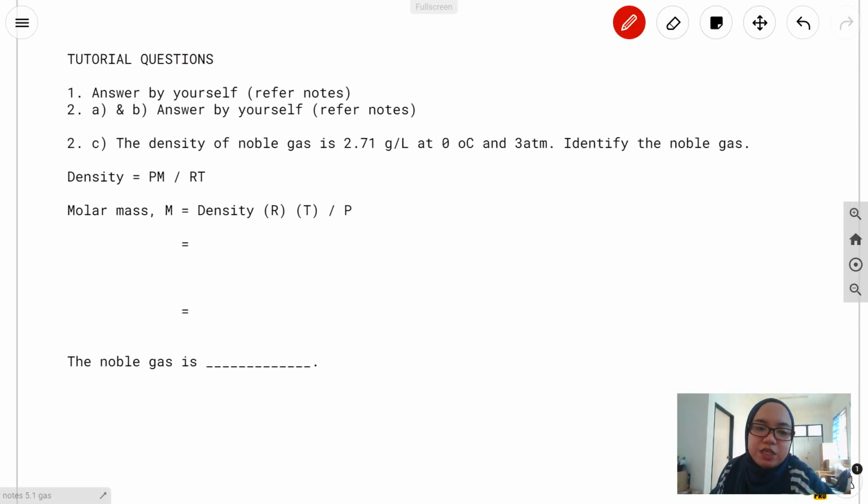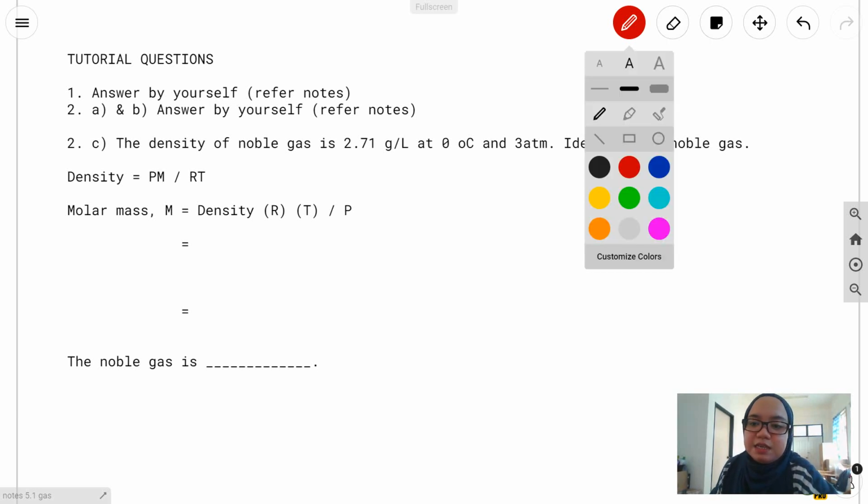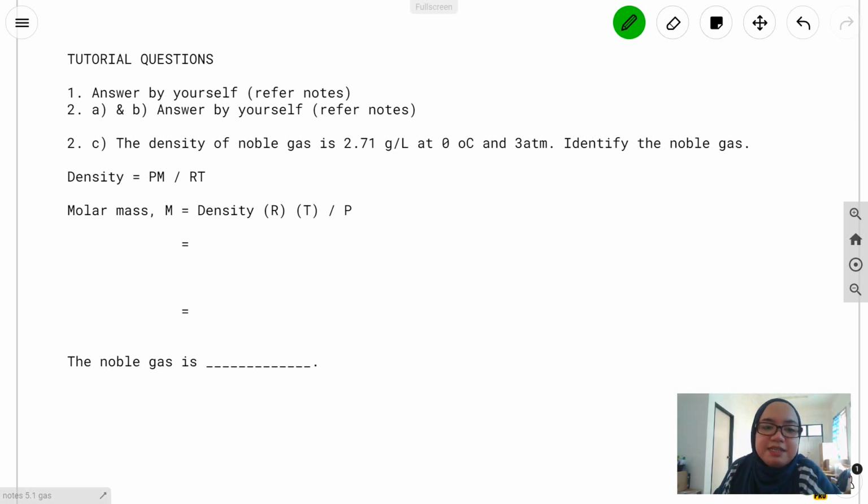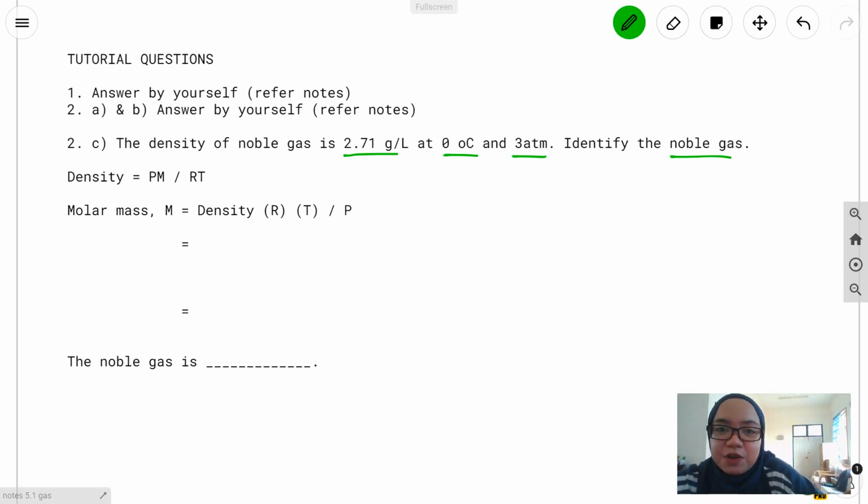Let's look at question 2C. It says that the density of a noble gas is 2.71 gram per liter at 0 degrees Celsius and 3 atm. Identify the noble gas. So we want to find the molar mass. When we find the molar mass, we can identify the noble gas from the periodic table.